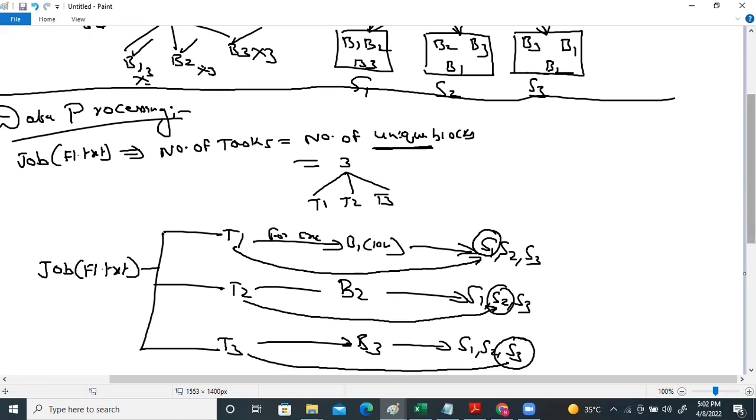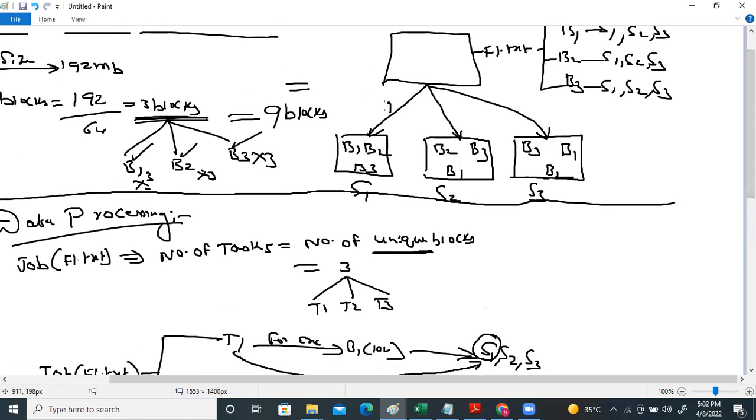Yes. Now observe. T1 task executed by S1, T2 by S2, T3 by S3. When these three tasks T1, T2, T3 are executed by the three slaves S1, S2, S3, suddenly if any slave goes down, right?